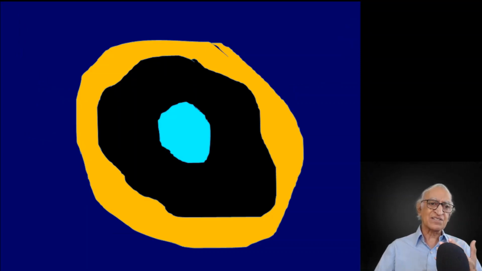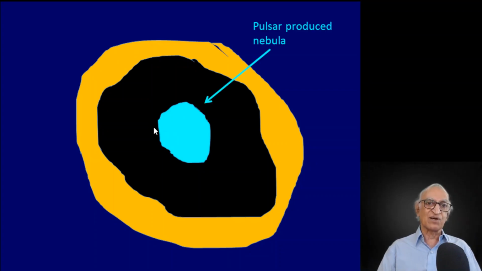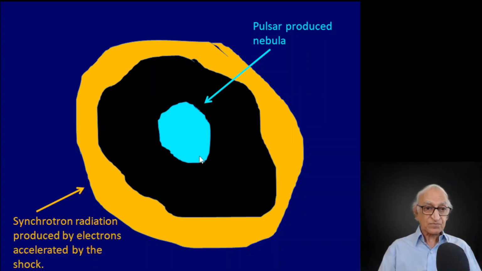Let's say here is a supernova remnant with a central pulsar in it. It will have two kinds of synchrotron radiation. There will be synchrotron radiation from a nebula like the Crab Nebula, which is produced by the pulsar. The pulsar supplies the particles, the pulsar supplies the magnetic field. So that's the Crab Nebula, for example. But you also have synchrotron radiation coming from the ejecta in many supernova remnants.